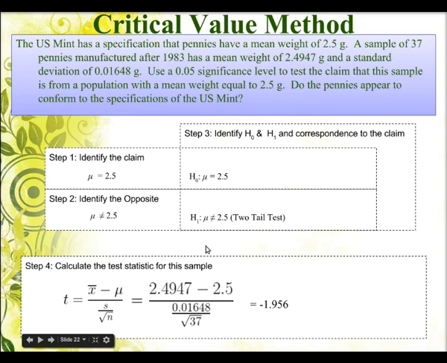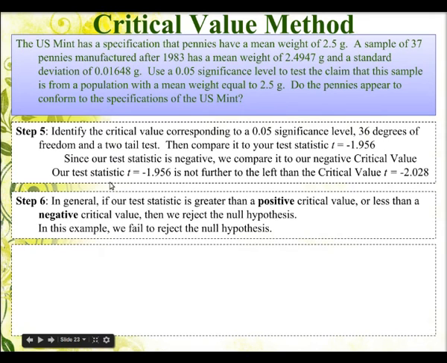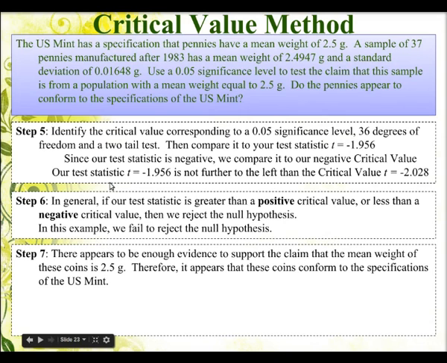So with this in mind, if we fail to reject the null hypothesis, we can cross out the opposite, which means there is enough evidence to support the claim that this sample came from a population with a mean weight of 2.5 grams. And therefore, it appears that these coins do conform to the specifications of the US Mint.